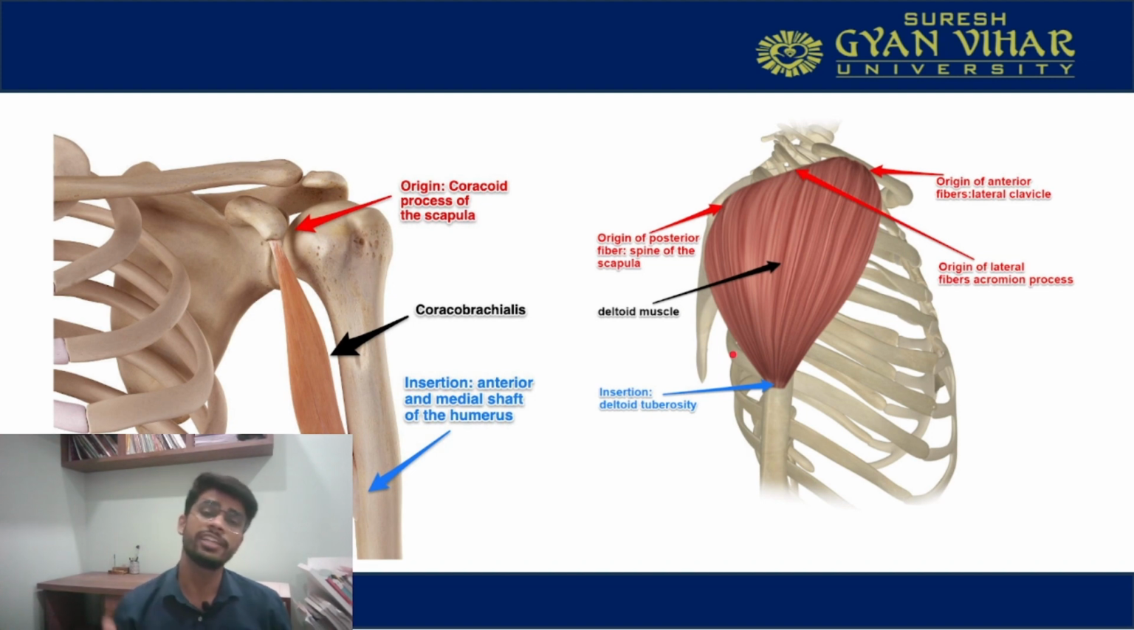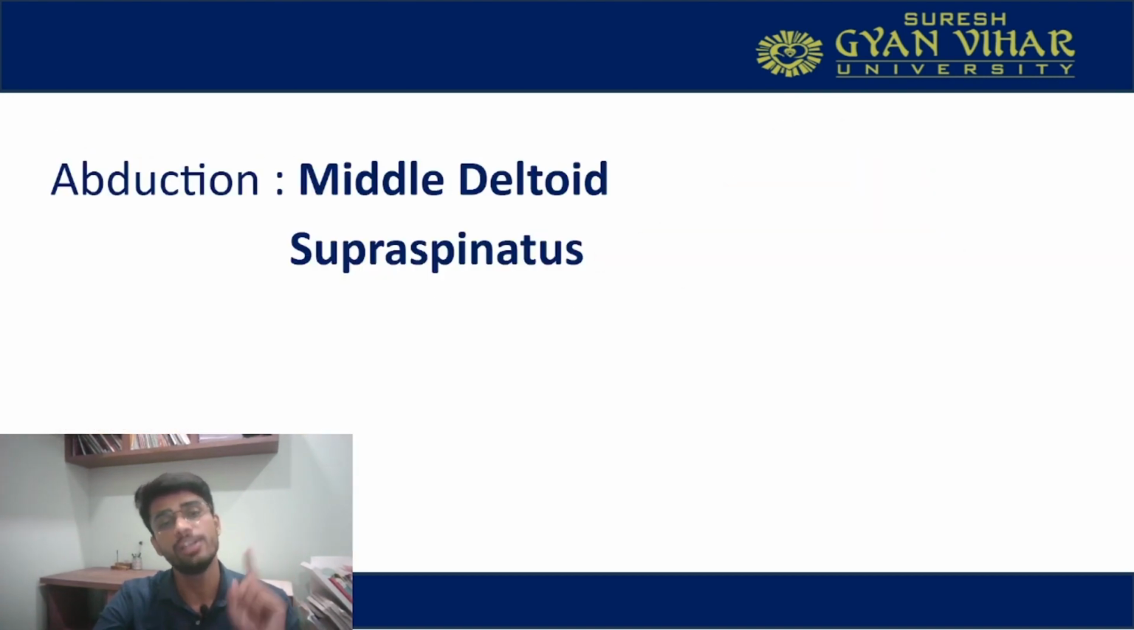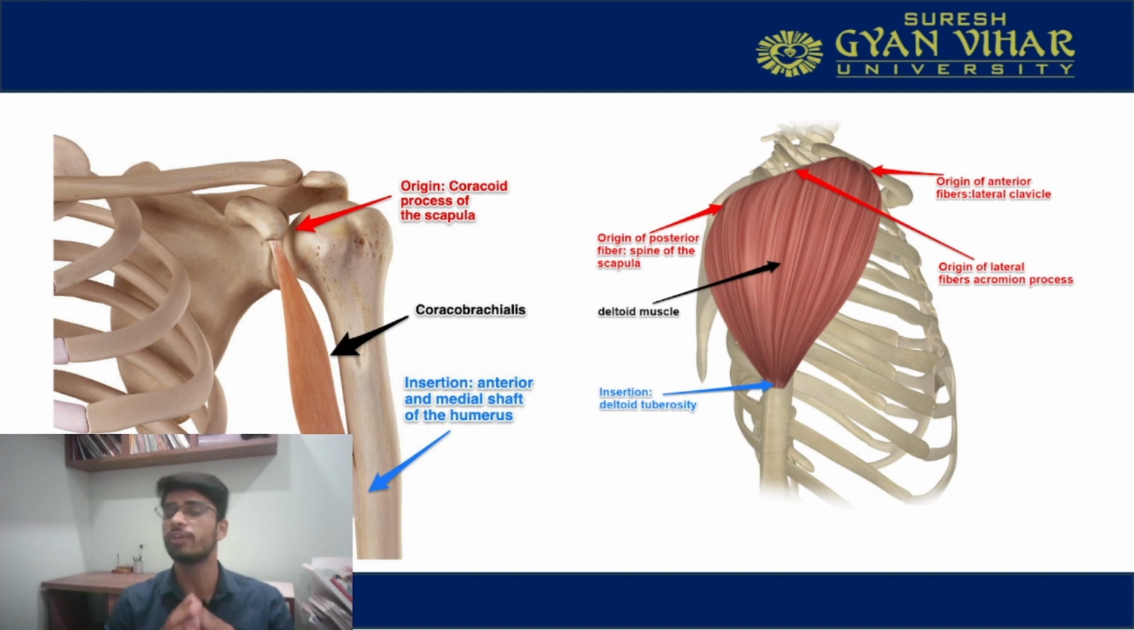Now the other flexor muscle is the coracobrachialis. As the name suggests, it originates from the coracoid process and gets inserted at the anterior and middle shaft of the humerus, which is the arm bone. So these are the muscles which cause flexion: your anterior deltoid, coracobrachialis, and long head of the biceps. We know that the long head of the biceps originates from the supraglenoid tubercle.